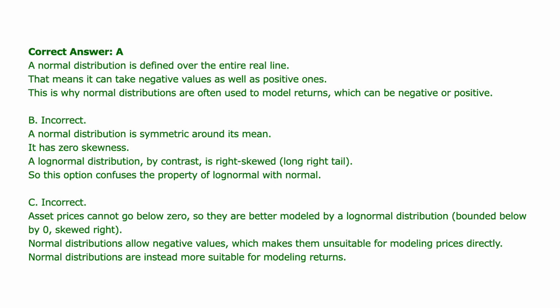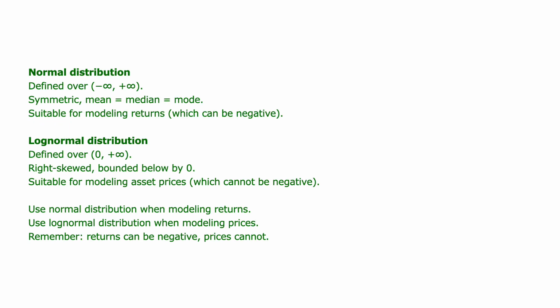Normal distributions allow both positive and negative values, making them suitable for modeling returns. The incorrect options highlight that normal distributions are symmetric, not skewed, and unsuitable for asset prices, which cannot be negative. Normal distribution: defined over negative infinity to positive infinity, symmetric, used for returns. Log-normal distribution: defined over 0 to positive infinity, right-skewed, used for prices.